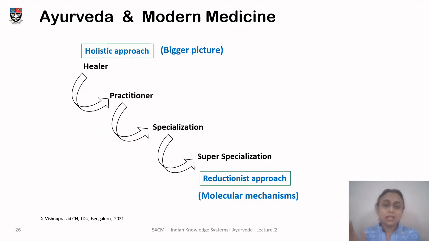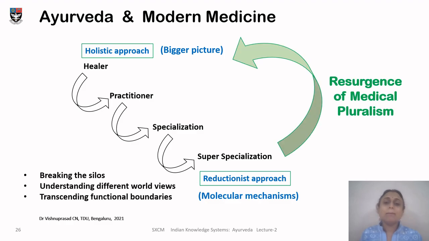From a holistic approach in ancient India or in ancient civilizations to a reductionist approach in current day modern medicine, we are now going back to looking at the bigger picture. There is a resurgence of medical pluralism where different forms or alternative forms, traditional forms of medicine are gaining more and more acceptance. And this has led to breaking of the silos. Those functional boundaries that had been created by the reductionist approach, by the super specializations, are now being broken. We are more accepting of worldviews, of views from different systems of medicine, and we are going back to looking at a holistic picture, to looking back at the bigger picture.